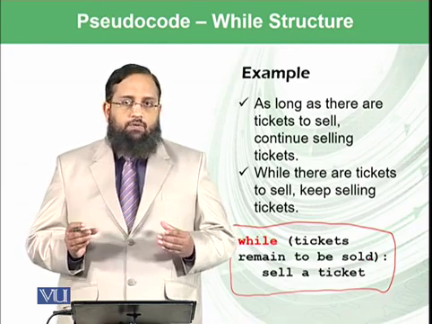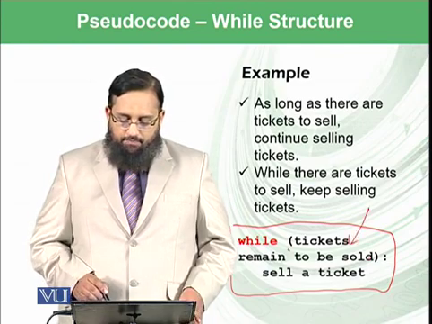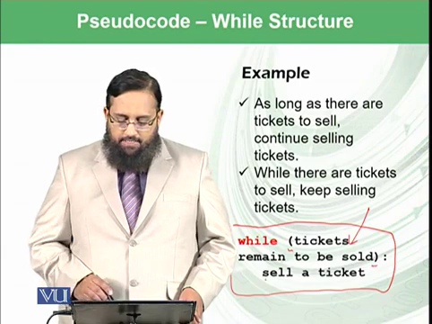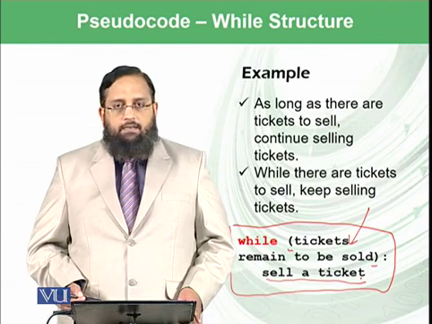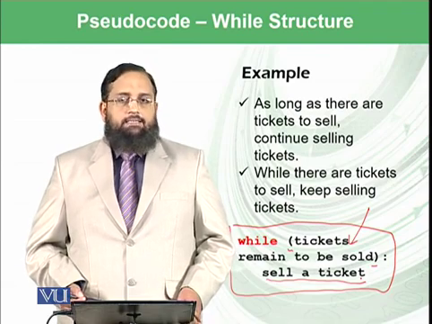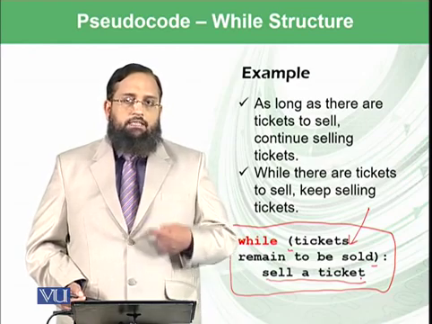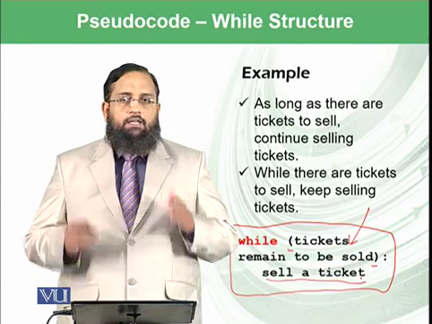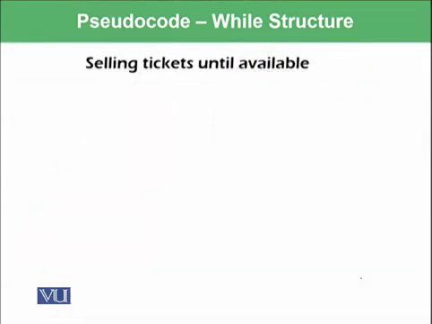So how does it execute? As long as the statement written in the brackets is true, the statement will be executed. This while structure has only one statement, sell a ticket, and this statement will keep on executing whenever the while structure finds the condition written in the brackets to be true. Let's have another example of representing this type of tickets in a slightly more formal way.